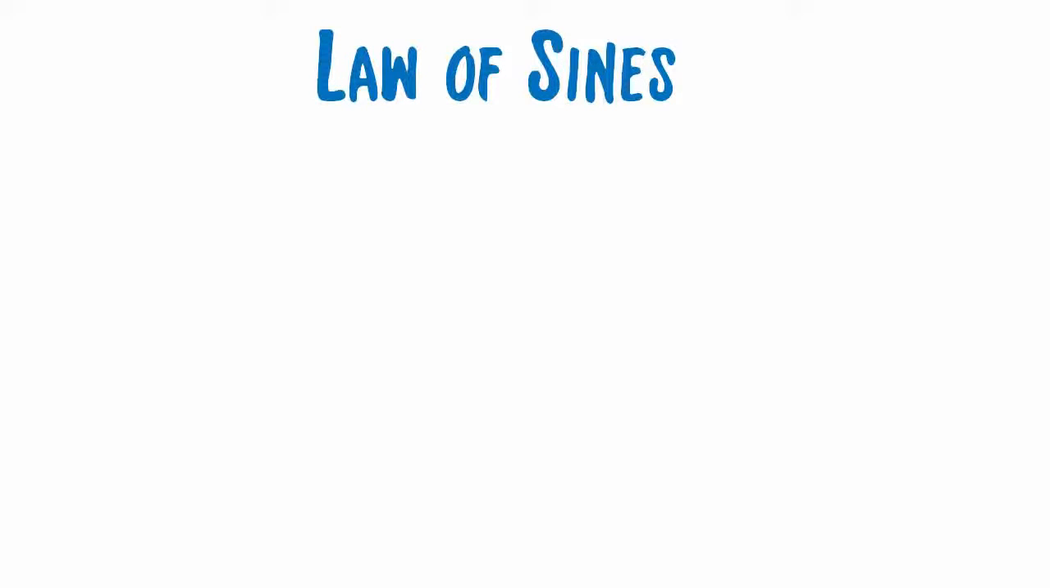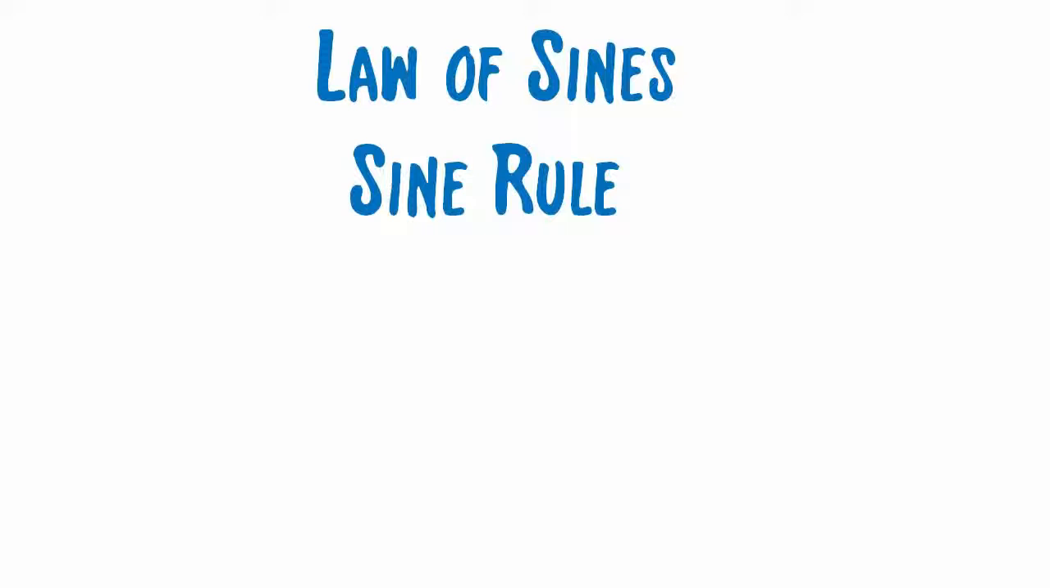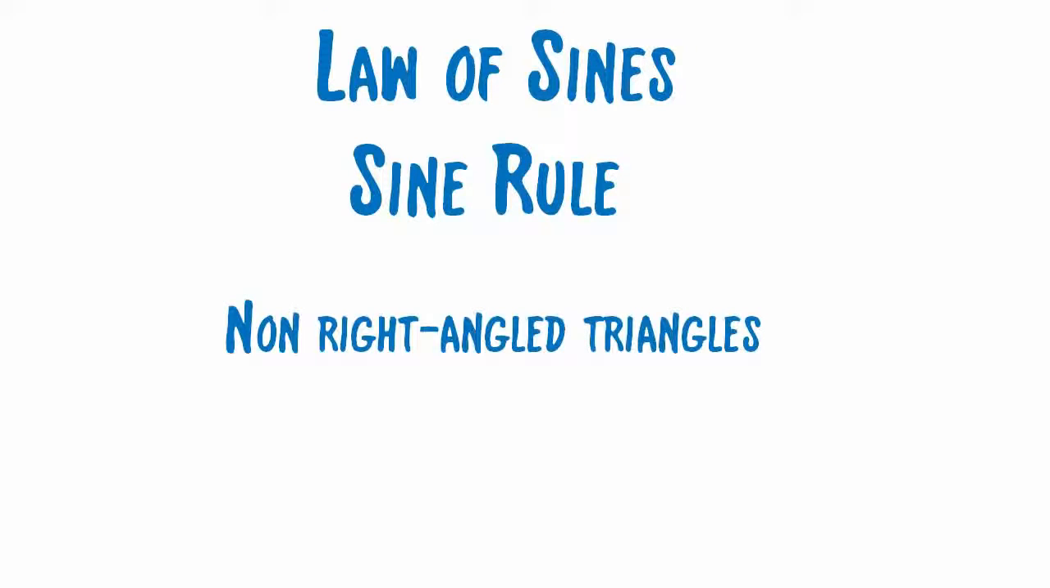This lesson is going to be about the law of sines, which is also known as the sine rule. Now, something to keep in mind is that this can only be used for non-right-angled triangles. So let's say you have some mystery triangle and you've got to try and figure something out to do with it. Maybe you're trying to find an angle, maybe you're trying to find a side.